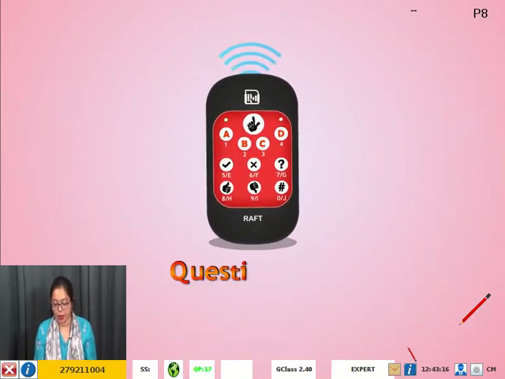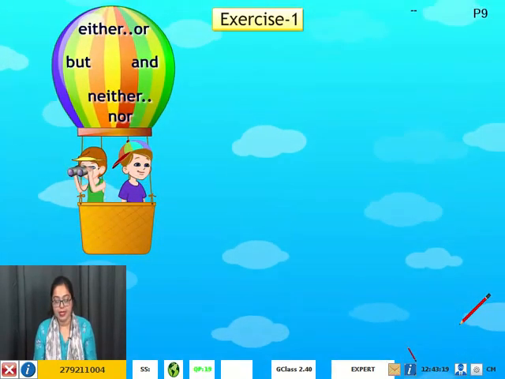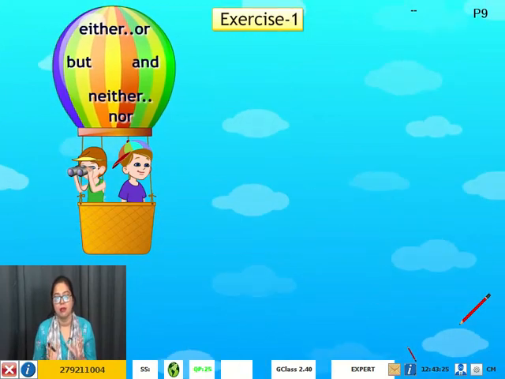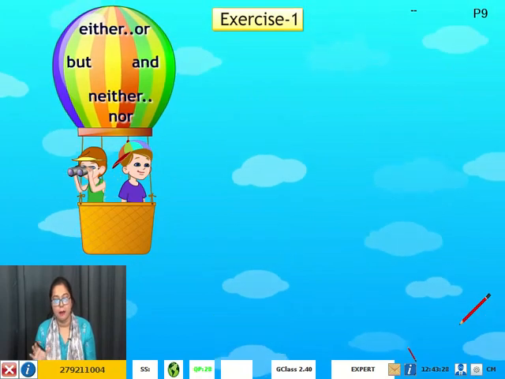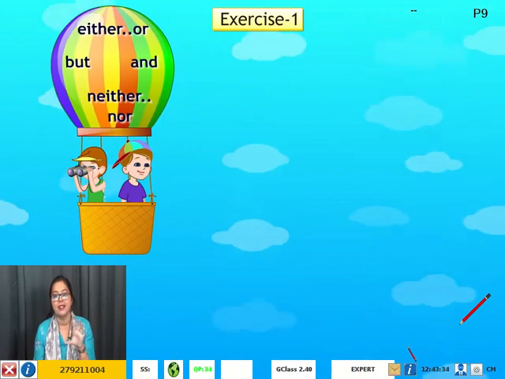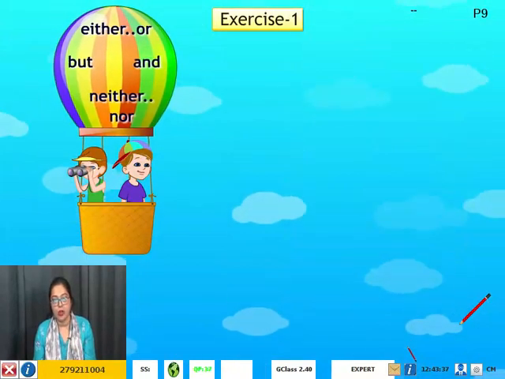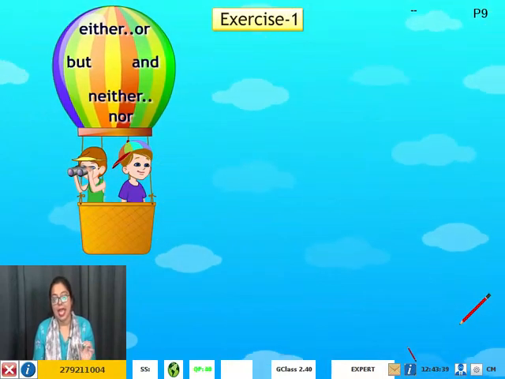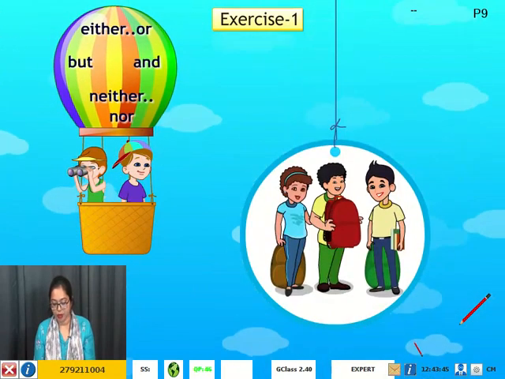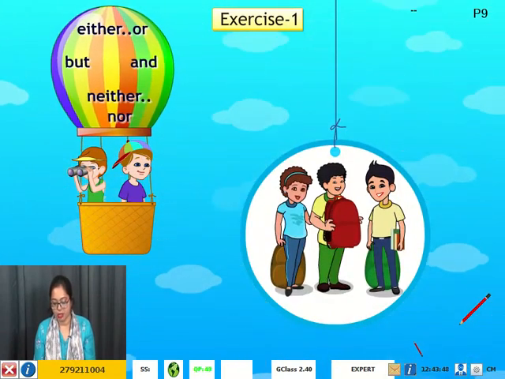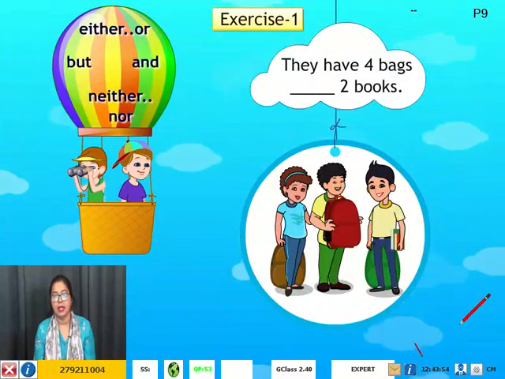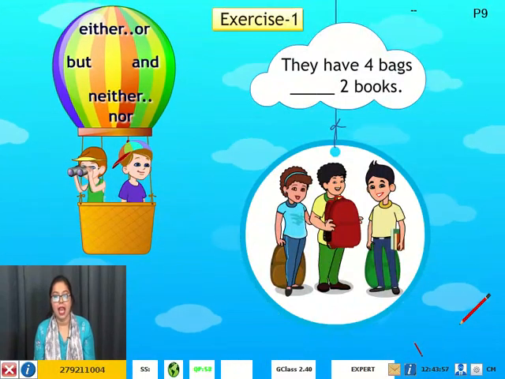So on the screen, there is a question. See here, now there is an exercise, okay? Exercise number 1. What you can see, they are flying in a parachute, right? And in the parachute, you can see the various kinds of connectors, conjunctions, written. So have a look: either-or, but, and, neither-nor, okay? So here is an exercise for you all. On the screen, the people are here with the bags. There are certain fill in the blanks. So you have to fill in the blanks with the correct answer.